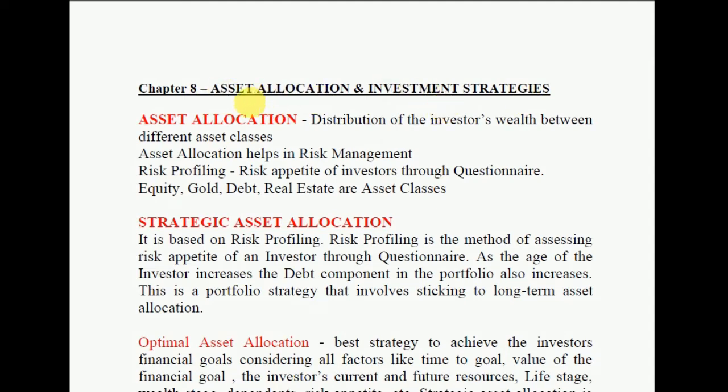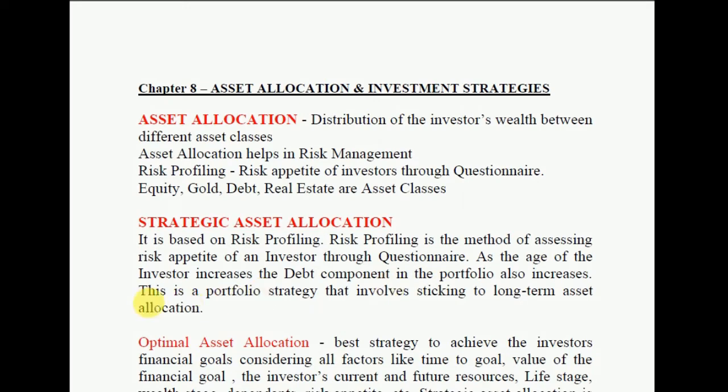Asset allocation helps in risk management, risk profiling, and assessing the risk appetite of investors through a questionnaire. Equity, gold, debt, and real estate are asset classes. Strategic asset allocation is based on risk profiling. Risk profiling is the method of assessing the risk appetite of an investor through a questionnaire. As the age of the investor increases, the debt component in the portfolio also increases.